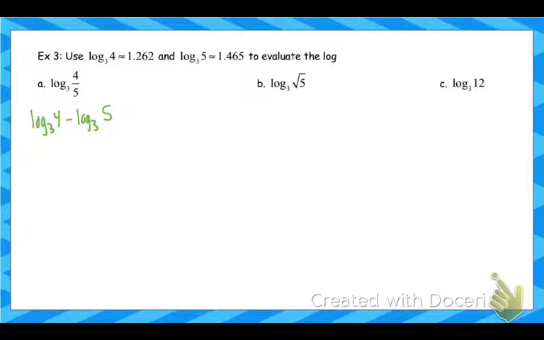Well, now what I'm going to do, log base 3 of 4 is equivalent to 1.262. All right, log base 3 of 5 is equivalent to 1.465. So log base 3 of 4/5 I can now evaluate just knowing those two decimals. And I get a negative 0.203.